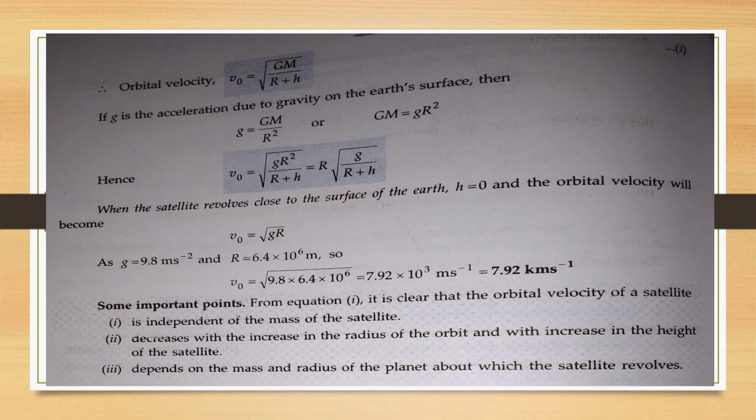So put the value of g. We know that the value of small g is 9.8 meter per second square. We also know the radius of the Earth, that is 6.4 into 10 raised to power 6 meter. After putting these values, we get the result of the orbital velocity in numeric value, that is 7.92 kilometer per second.